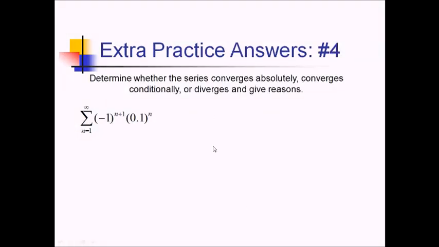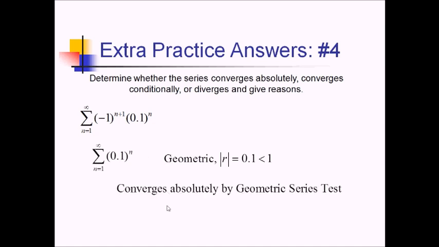For this problem, we want to know if this series converges absolutely, conditionally, or not at all. So we first consider this with the absolute value of the series, so basically without the alternating negative 1 to the n plus 1. And we see in doing this that this is a geometric series with an absolute value for our common ratio of 0.1. Since this is less than 1, this is going to converge absolutely by the geometric series test.